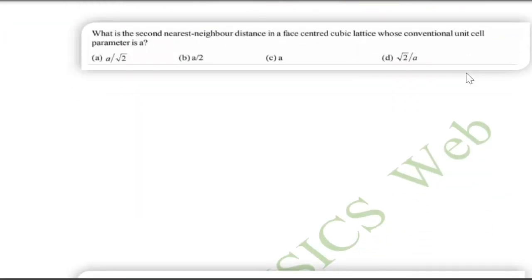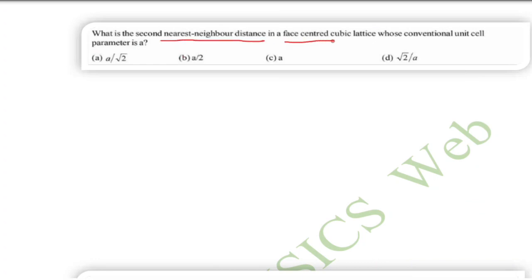Next, what is the second nearest neighbor distance in an FCC lattice whose conventional unit cell parameter is A? Second nearest neighbor distance for FCC is A. Okay, C is your correct option.